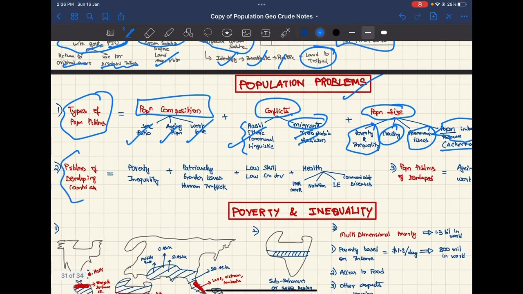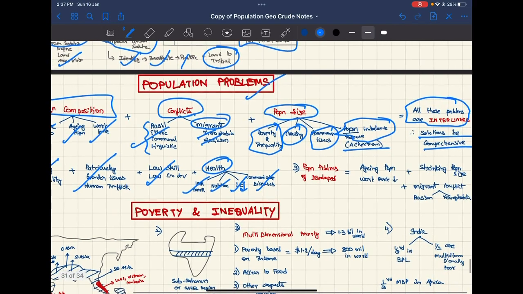Now coming to problems of the developing countries, they have poverty and inequality, patriarchy, gender issues, and human trafficking, and low skill and economic development. Health issues like IMR, MMR, nutrition, life expectancy is low, communicable diseases. The population problems of the developed world are aging population, shrinking workforce, population size, migration, conflict due to racism and xenophobia.